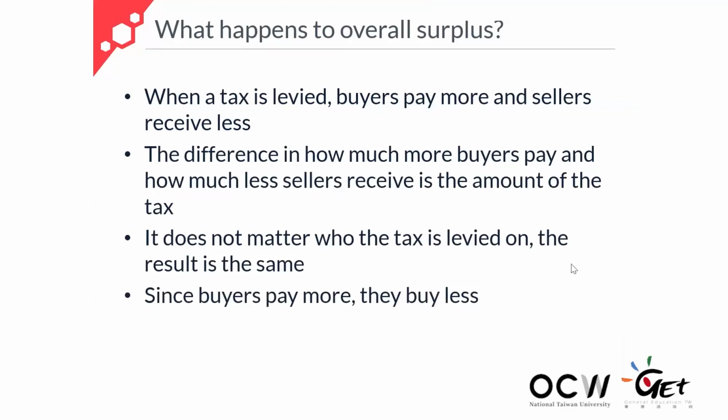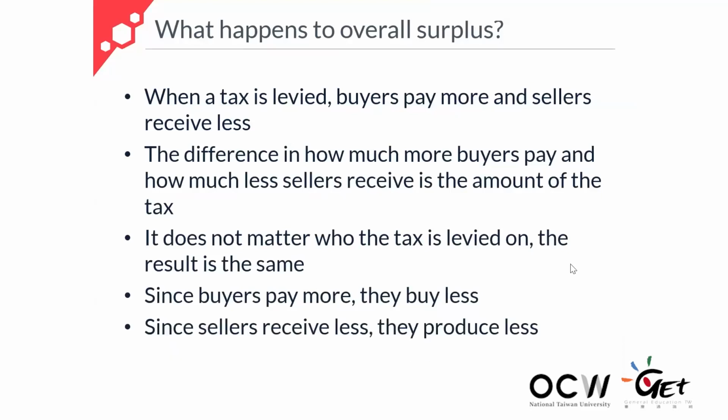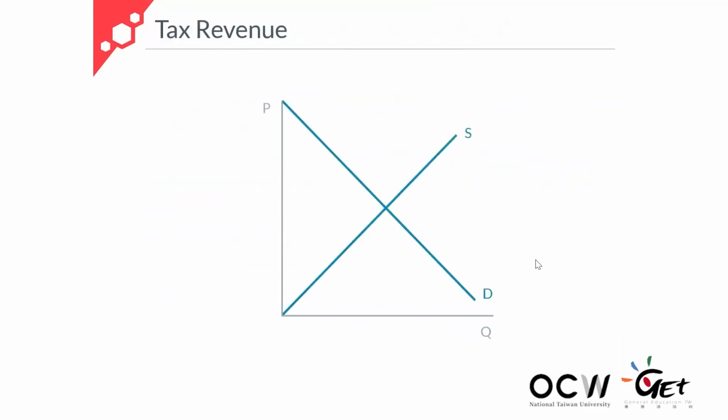Buyers are paying more, so they're buying less. Some of the marginal buyers decide not to buy anymore. And if sellers are receiving less, they are going to produce and sell less. So there, things could be bad. Let's take a look. This is the original equilibrium, P star and Q star. The upper triangle is the consumer surplus. The lower triangle is your producer surplus. Without the tax, you're maximizing total surplus at the equilibrium.